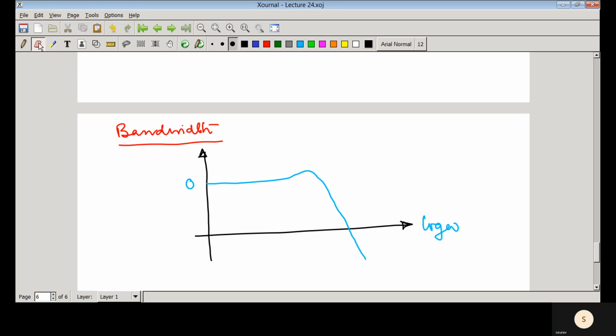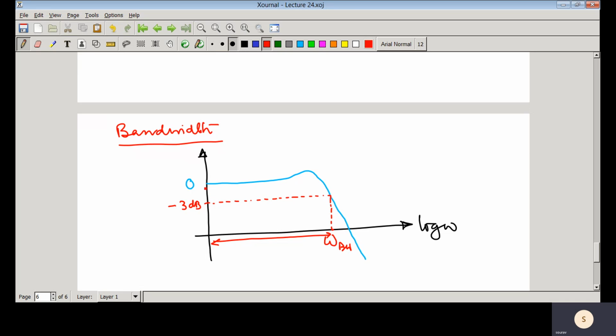So then what happens if we take a particular value? Here suppose this is 3 dB, that is 20 log 1 by root 2. If we draw this line here, then we can see that this is that frequency.